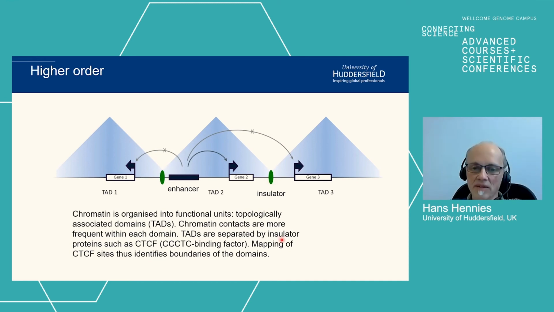And these are recognized by insulator proteins such as CTCF. Mapping of these CTCF sites on the chromatin, on the DNA level, would thus identify the boundaries of the domains and would identify the genes which are controlled by particular enhancers.